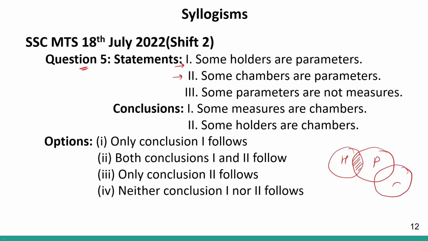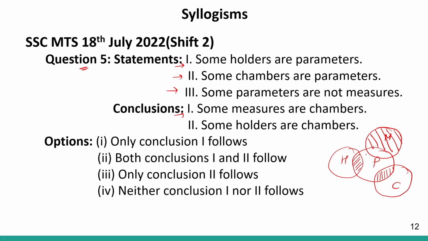So chambers will be like this. This will be the highlighted part. Some chambers are parameters. Then it is given some parameters are not measures. So some parameters are not measures. This will be the highlighted part because there are certain parameters that are not measures. Okay. So this will be how my Venn diagram will look.